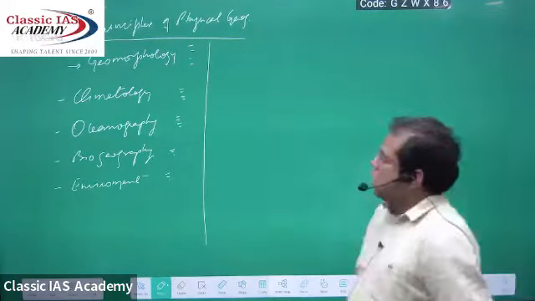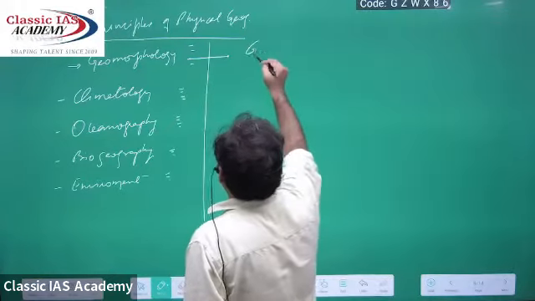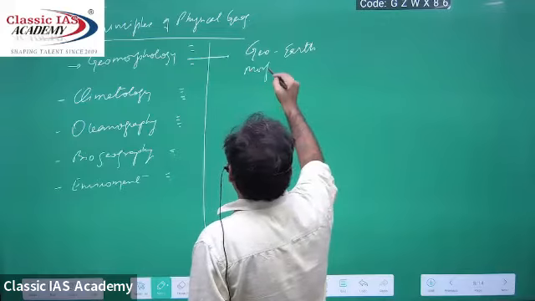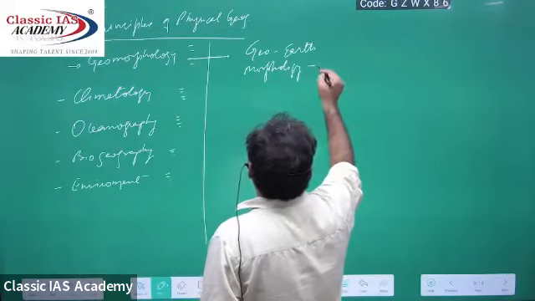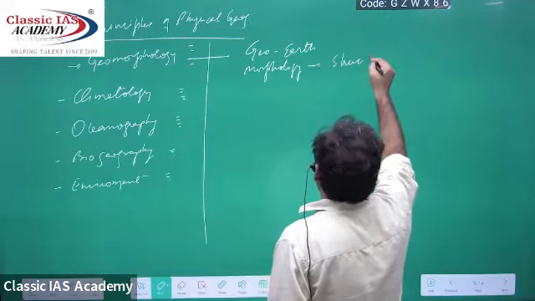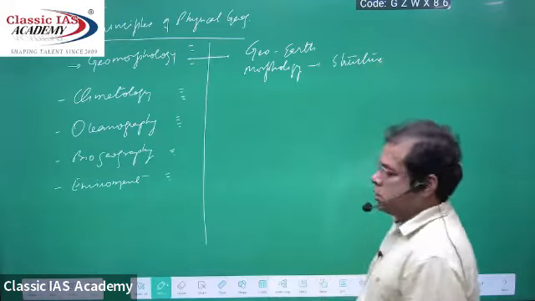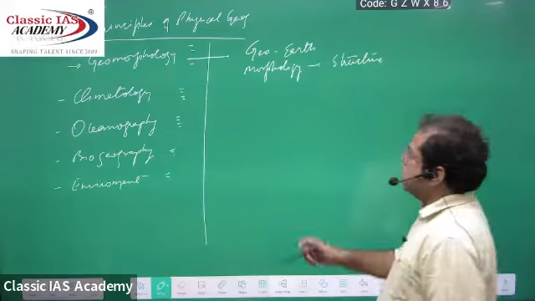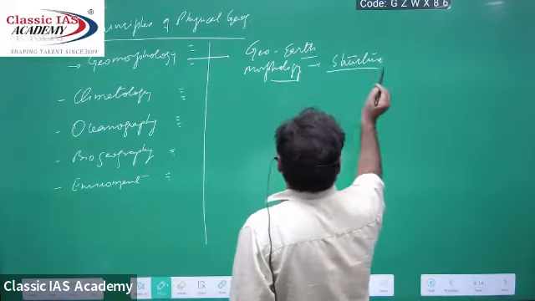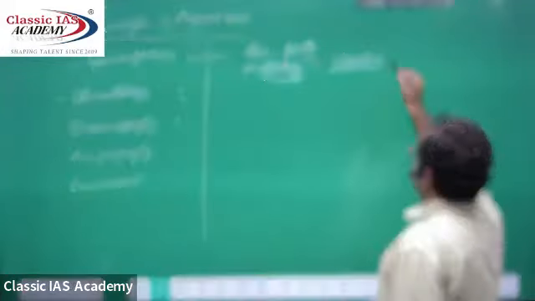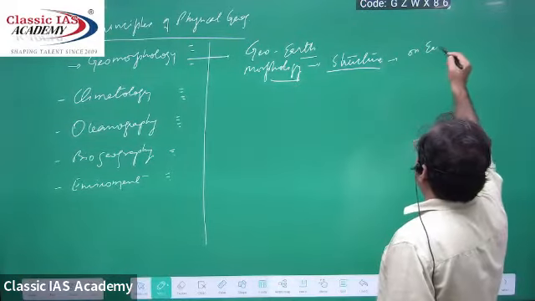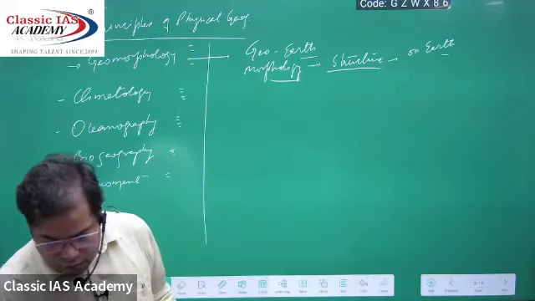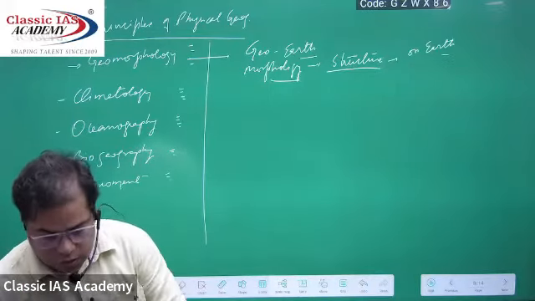Now see, what is the meaning of geomorphology? Geo means earth, morphology means structure. Means in geomorphology we study all the physical structure on earth. Clear? So we study all their physical structure on the earth.